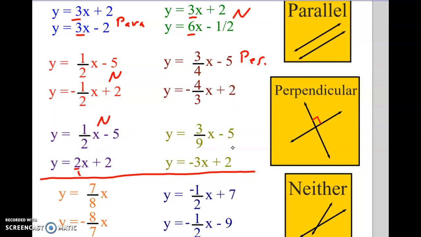that one's neither also. And our last case, let's see, 3/9 is like 1/3. So if I flip that, it would be 3/1, and the sign is flipped. So that one is going to be perpendicular because they're reciprocals, and one is positive, one is negative.